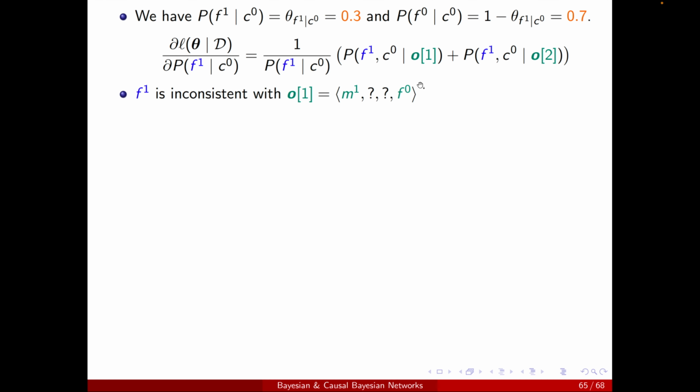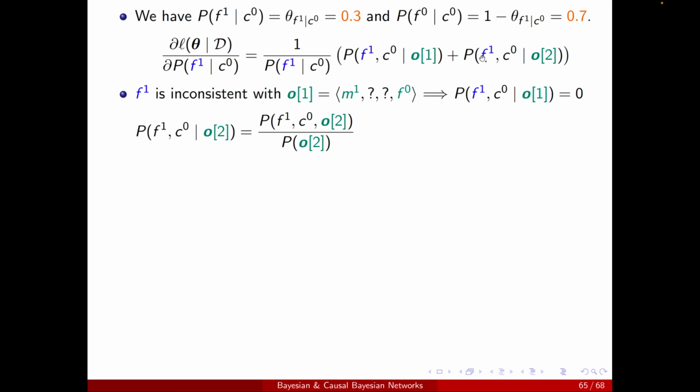So I need to calculate these two terms. Now for the first one, P of f1 and C0 conditioned on O1, just note that O1 has f0 in it. So having f1 conditioned on the fact that O1 is actually f0, this is equal to 0. I cannot have a different value of f given that the other different value is observed. What about the second term?